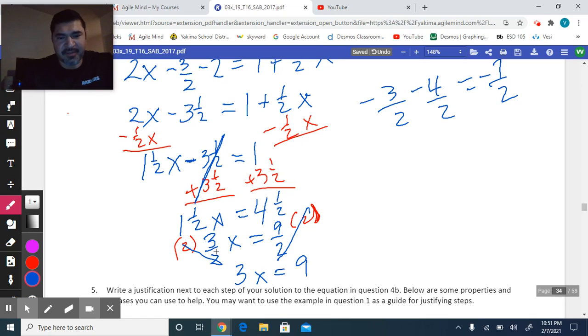One last step. How do I get rid of multiply by 3? I need to divide by 3. Three divided by 3 is 1. 1 times x is x. And then 9 divided by 3 is 3. So that is our final answer.